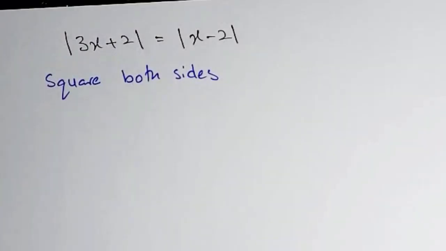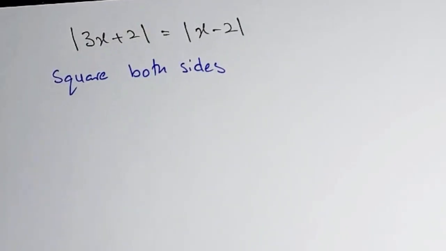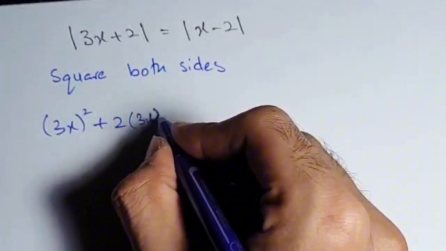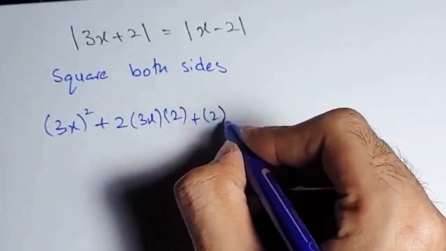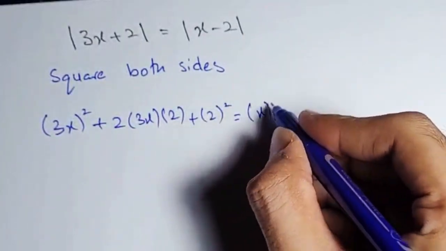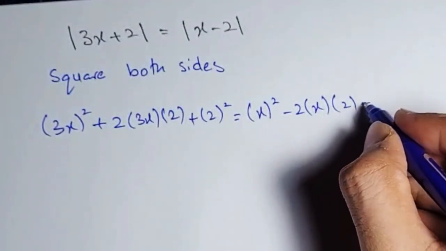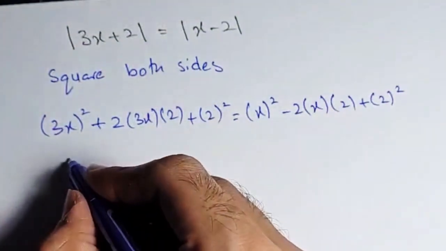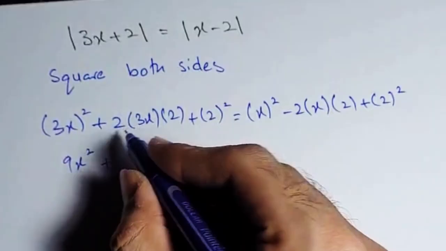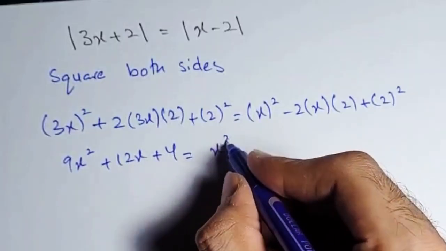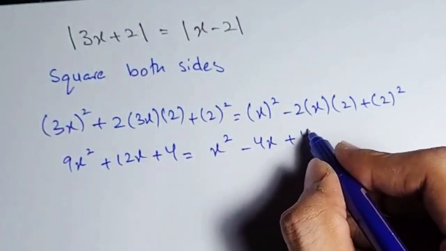So this is the second type where modulus is present on both sides. So we will do the same, square both sides, and the modulus will be replaced with brackets. (3x + 2)² will be equal to (x − 2)². 9x² + 2(3x)(2), 6 into 2 is 12, 12x + 4, is going to be equal to x² − 4x + 4.